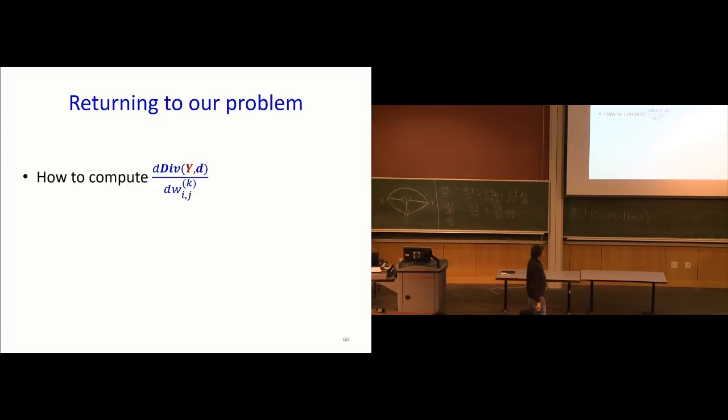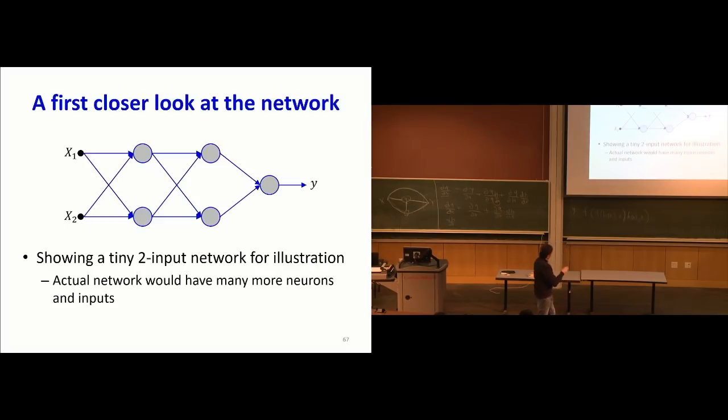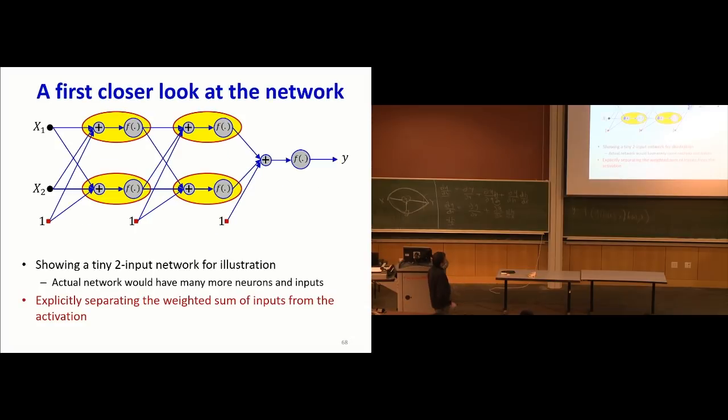How do I compute the derivative of the divergence with respect to a weight? I'm going to show a tiny 2-input network for illustration, where I have x1 and x2, I have a bunch of neurons, and then I have the output y. But each neuron really is a 2-step process. In the first step, you compute an affine combination of the inputs to the neuron. In the second step, you apply an activation to this affine combination. So I'm going to separate these 2 steps out. I will show the plus, and then I will show the activation. This is going to be very important for the derivation of these formulae.